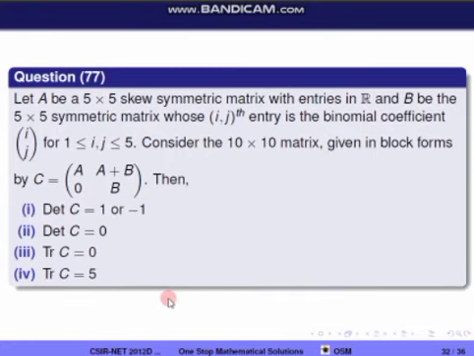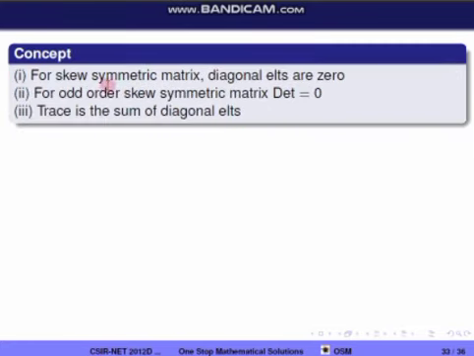So we look into the concepts used. For a skew symmetric matrix, diagonal elements are 0. For an odd order skew symmetric matrix, the determinant is always 0. Trace is the sum of diagonal elements. So now we'll move on to the question.